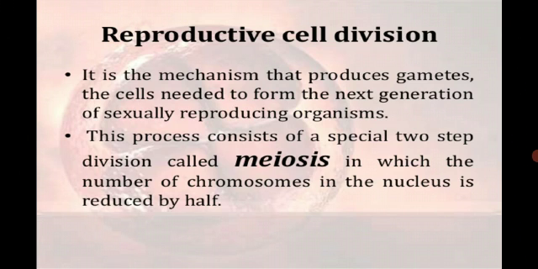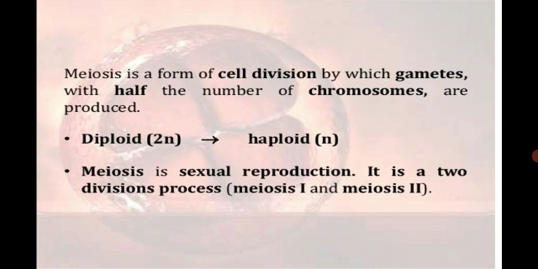It is the mechanism that produces gametes, the cells needed to form the next generation of sexually reproducing organisms. This process consists of two special steps of division called the meiosis, in which the number of chromosomes in the nucleus is reduced by half. And you can see the detail of this process, that the meiosis is a form of cell division by which gametes with half the number of chromosomes are produced.